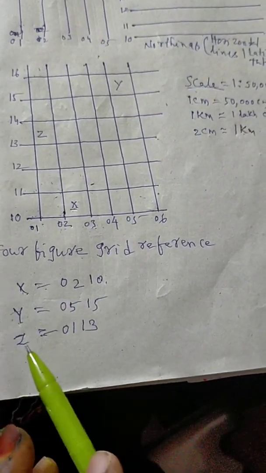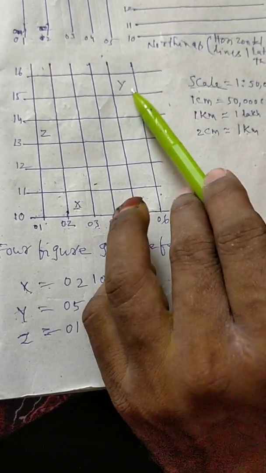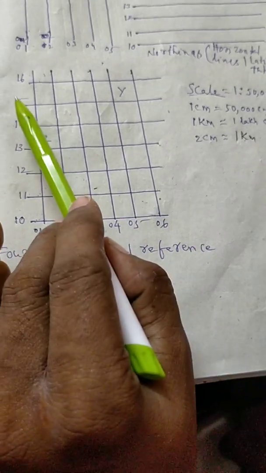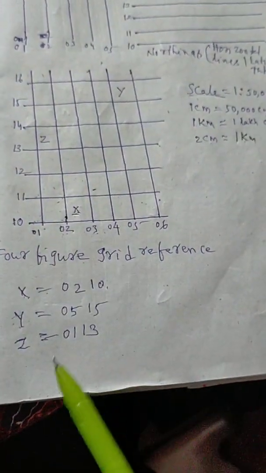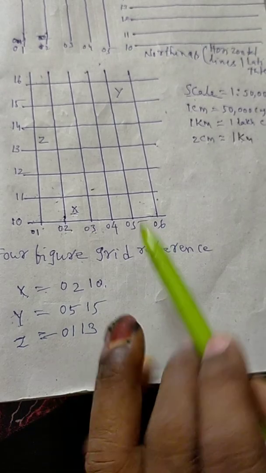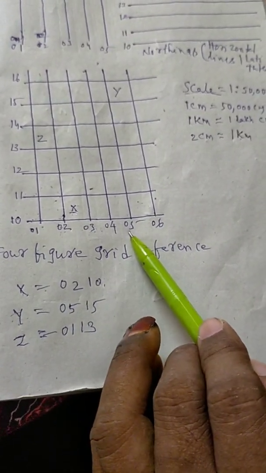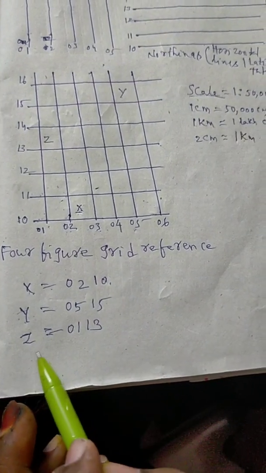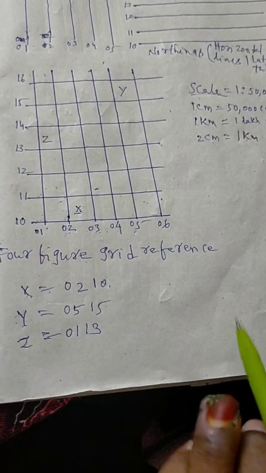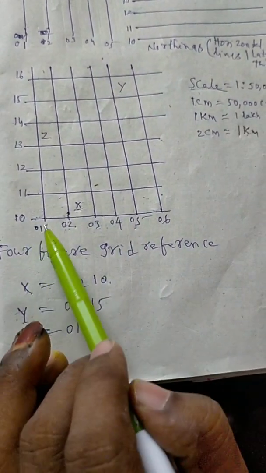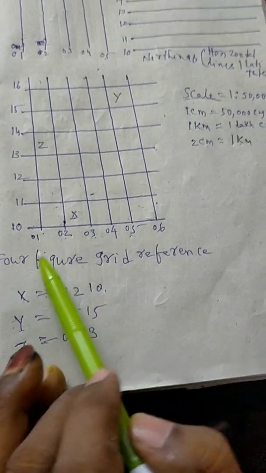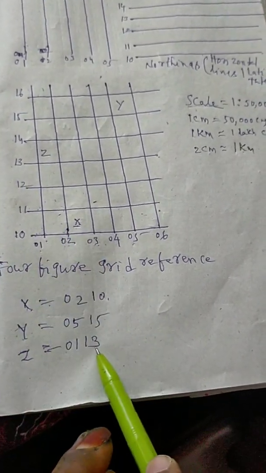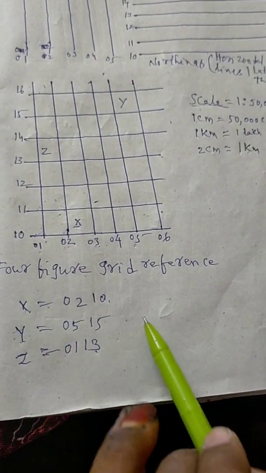Now y, what is the location of y? The y is between 05 and 06, 15 and 16. So therefore y is 05 and 15. In the same way, z, where is z here? The z is between 01 and 02. We take 01 and 13. This is the 4 figure grid reference.